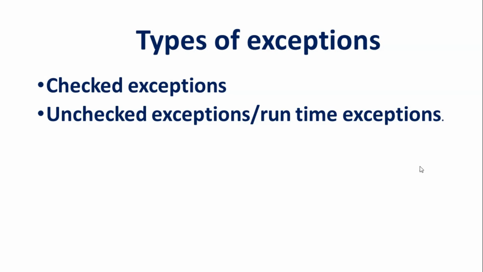you a compilation error message. There are certain exceptions where, even if you don't handle them, the compiler will not give you any compilation error. These kinds of exceptions are called unchecked exceptions or runtime exceptions. For example, NullPointerException. If you call a method on an object reference, but that object reference has a null value, in that case you will get a NullPointerException. These kinds of exceptions are called unchecked exceptions or runtime exceptions. We need to avoid these kinds of exceptions in our code.